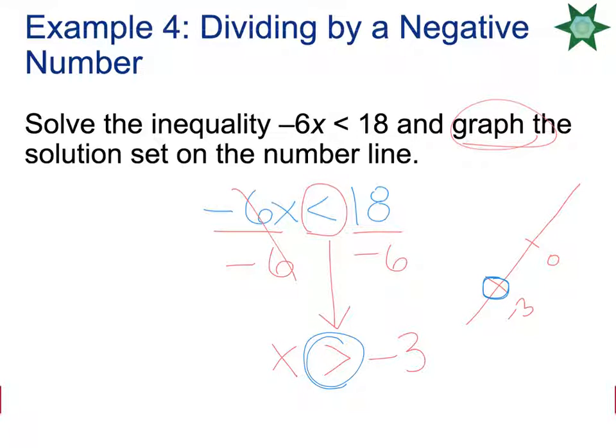Then you have to decide which side to shade. In this problem, we want x to be larger than the negative 3. So that means we're going to shade numbers to the right of negative 3 and put an arrow on the end.